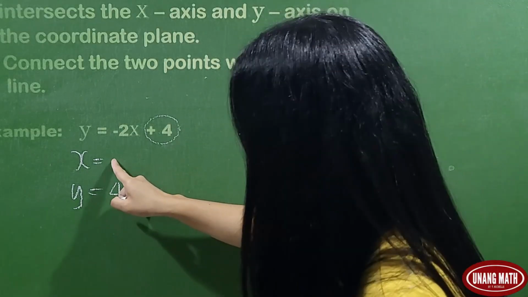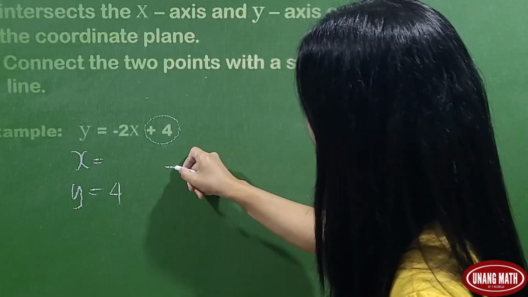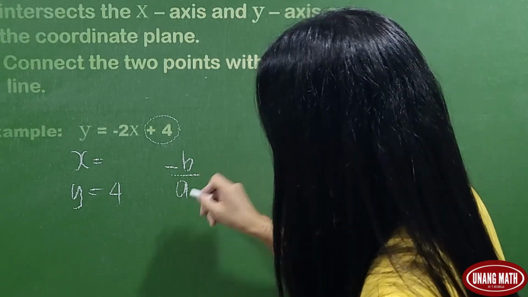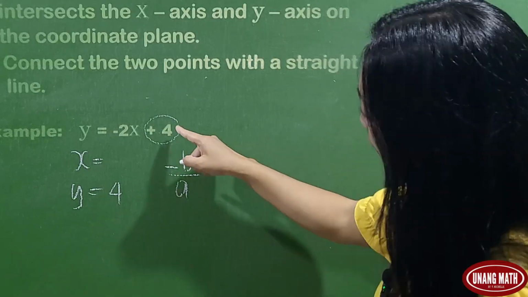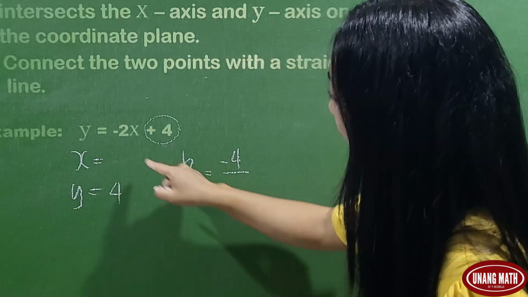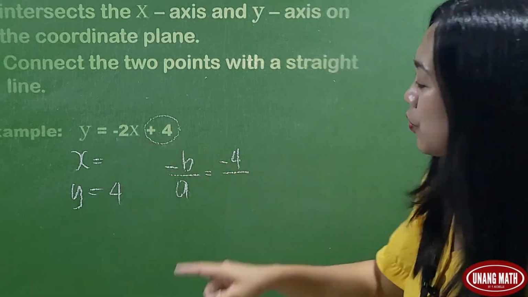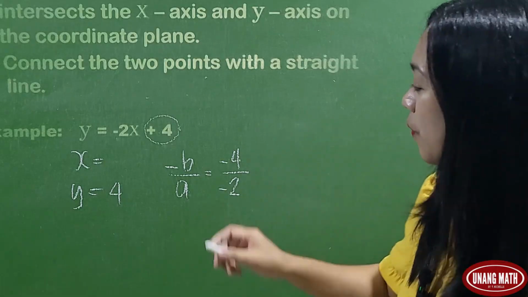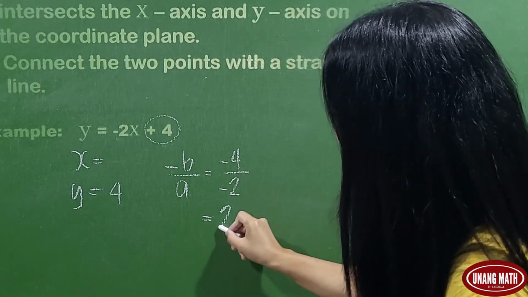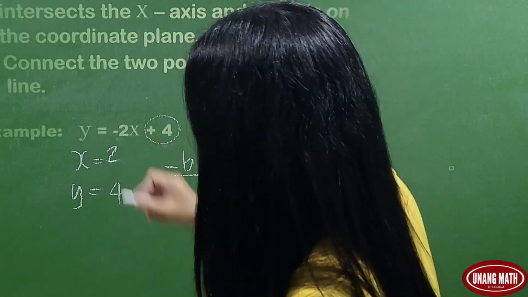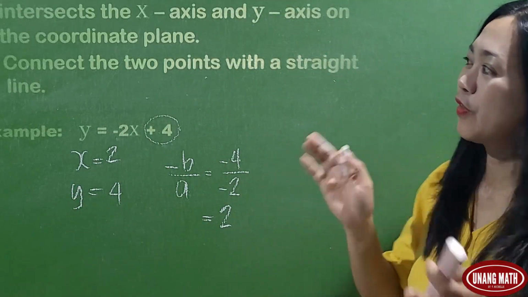To find the x-intercept, we will divide the value of negative b by the value of a. B is 4, so negative times 4 is negative 4. What about A? A is negative 2, so this is negative 4 divided by negative 2. And the result is positive 2. So our x-intercept is positive 2.